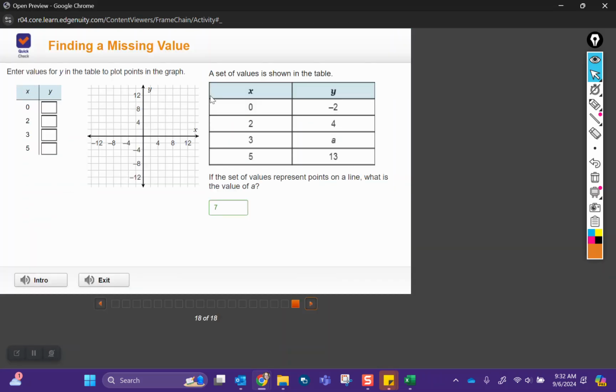Enter, and we're going to do it again. This set of values represent points on a line. What's the value of A? Oh, cool. Okay, so -2, 4, I don't know what that one is, and 13. And so now you're just looking at 3 on the x-axis. So I'm going to go over to 3, which is in between. This one goes by 2's, and they've only labeled it every 4. So be careful here. That's 2, which would make this 3. So I'm going to go up until I hit the line and figure out where I hit the line, and that does look like it's at 7.